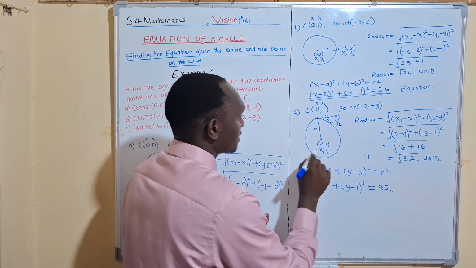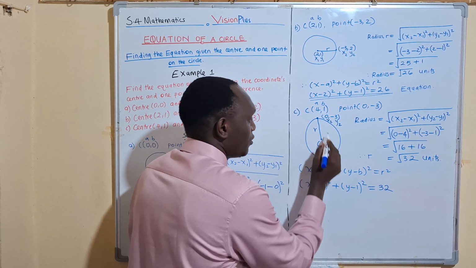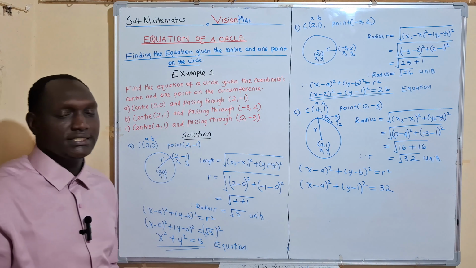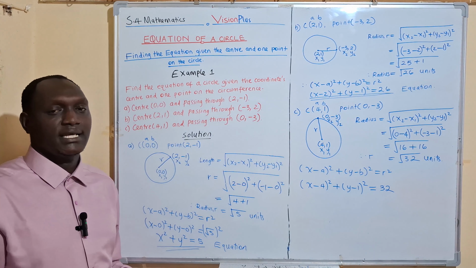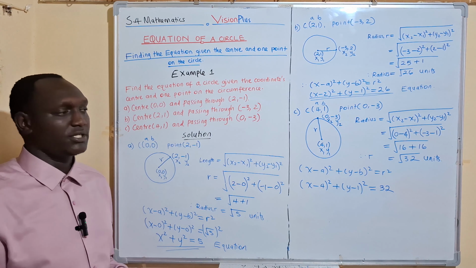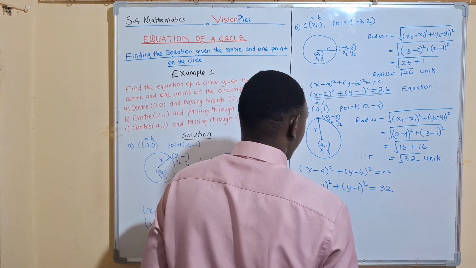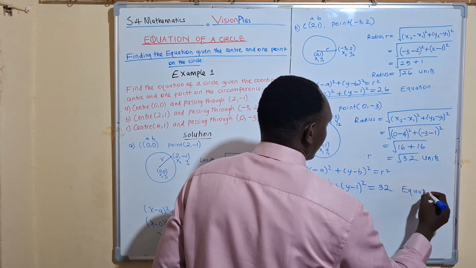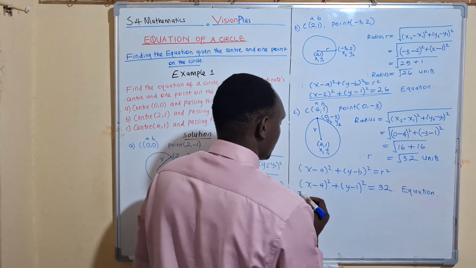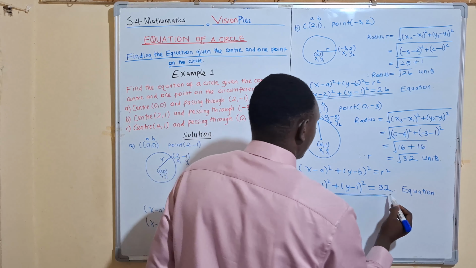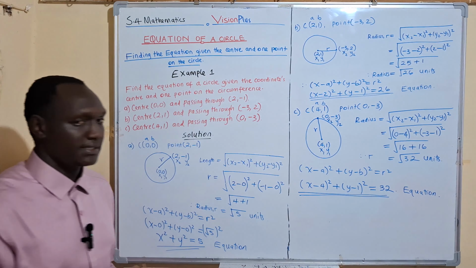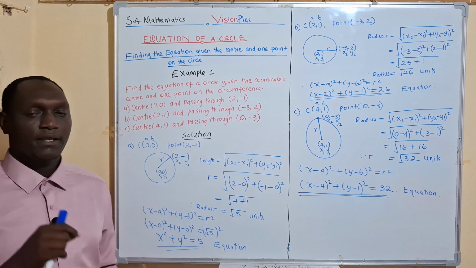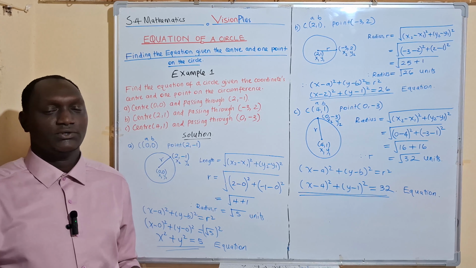Please, we are using the coordinates of the center here, which are a and b. We do not use the coordinates on the circumference. The coordinates on the circumference only guide us to find the radius. After getting the radius, they are not important to us. So this now becomes the equation of the circle that we are looking for, and you can leave this as your answer. This is the solution to example 1, which is the foundation for finding the equation of the circle when we have the center and 1 point on the circumference.